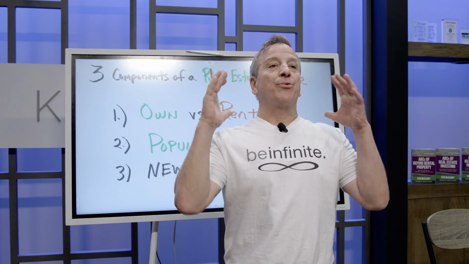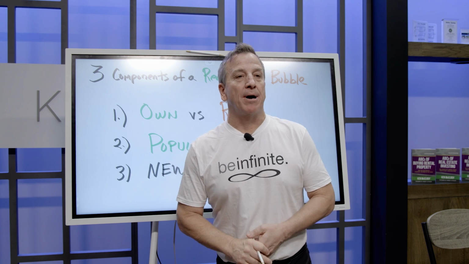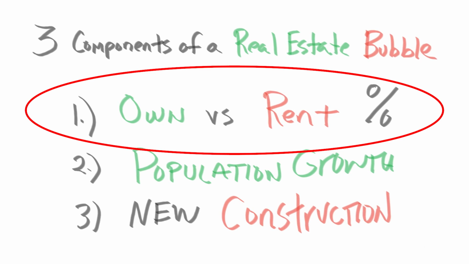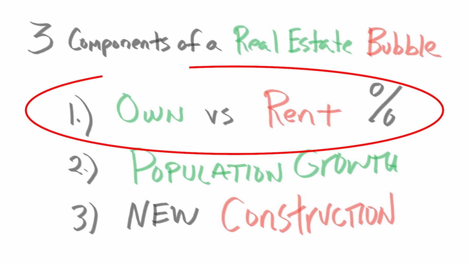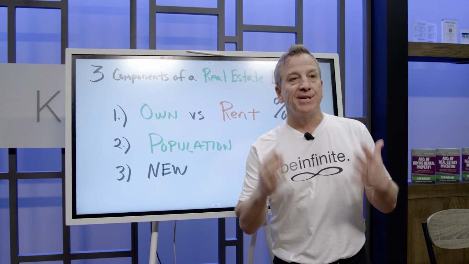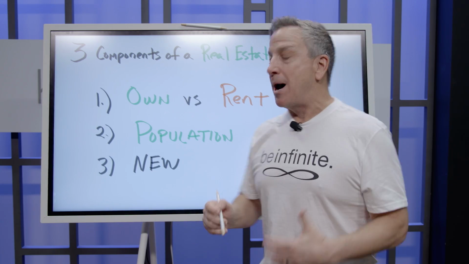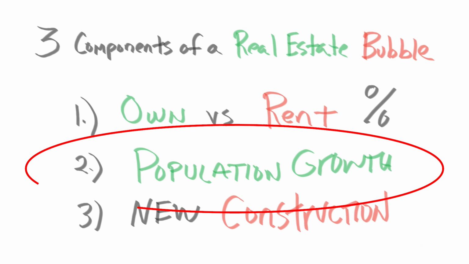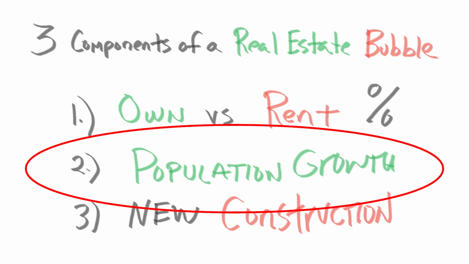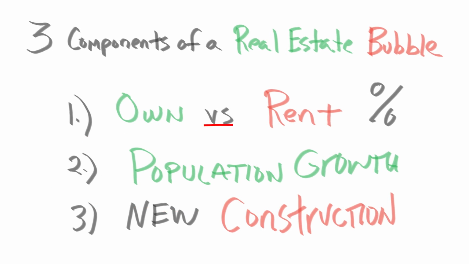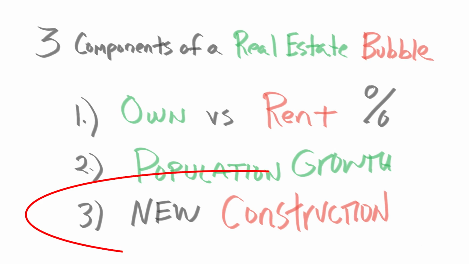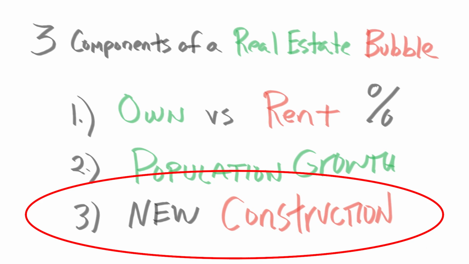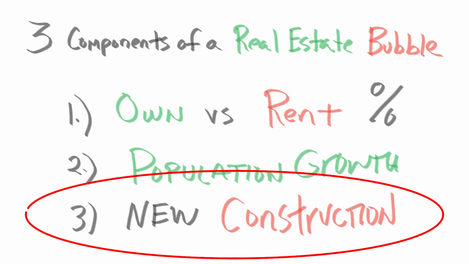So I'm going to stick to three components of a real estate bubble. The first one is the percentage of people that own versus rent. Now I'm talking about a percentage. The second one is population growth. So think of people when they're born, minus people when they die, plus immigration, and you get your population growth. The third component is new construction. This is all about supply.